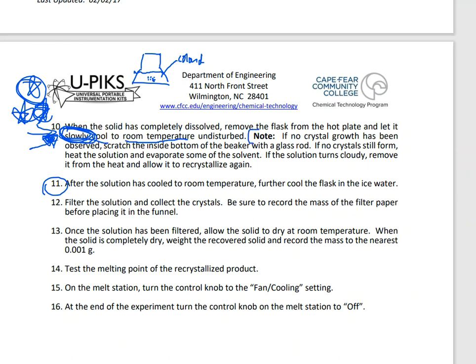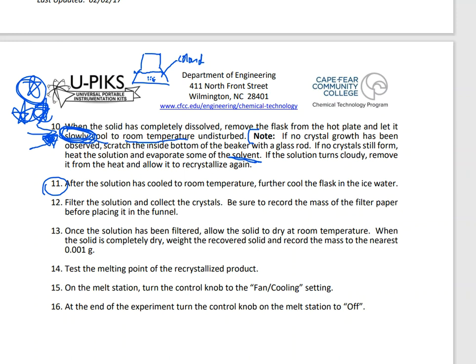Now, here's another problem that we see. If no crystal growth has been observed, you scratch the inside bottom of the beaker with a glass stirring rod. And if no crystals still form, you'll heat the solution to evaporate some of the solvent, and that might allow the product to precipitate out again. So there's a couple of reasons for this. Too much solvent, folks, will prevent your precipitate from forming on the bottom. And what's the definition of a solvent? A solvent keeps things in solution, so we've got to get rid of it.